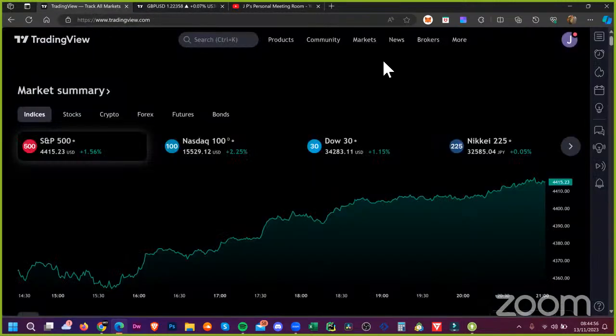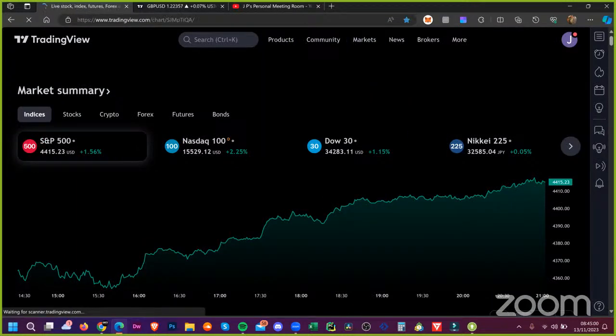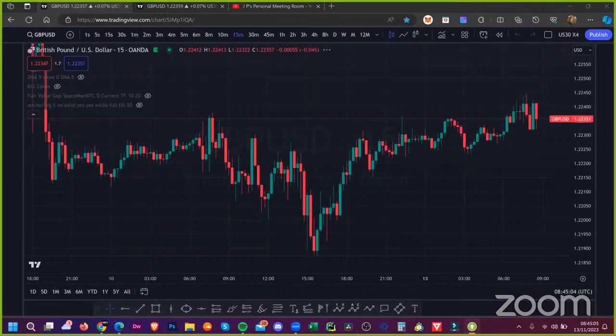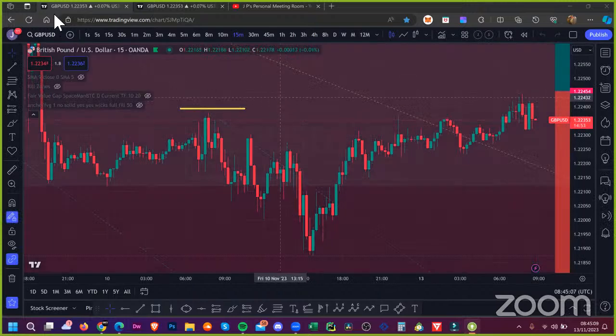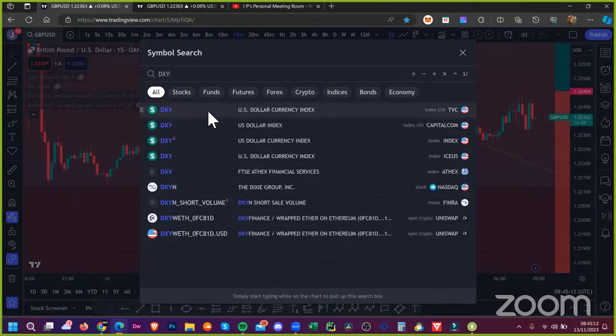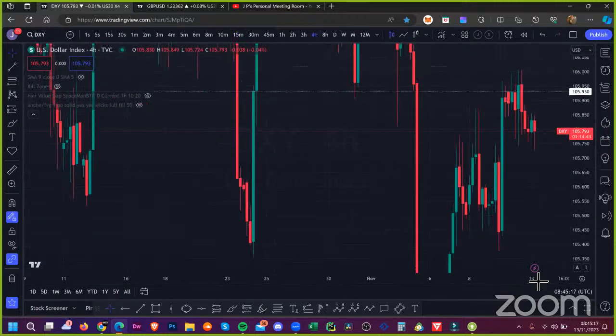So let's go and have a look at the DXY, okay? Let's go and click that. See what's going on with the DXY. The DXY is the dollar index, which gives us some sort of indication of what we think the dollar might be doing. So let's zoom out. Let's look at it on a smaller time frame.